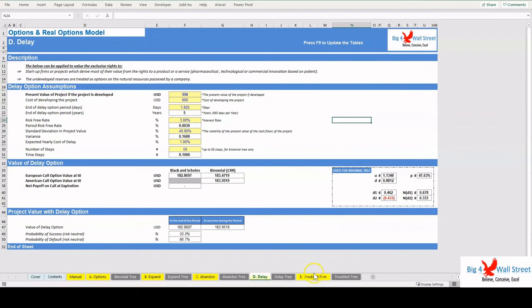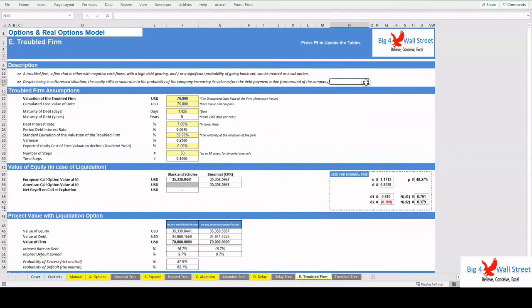Finally, the last real option application presented is the value of a company in financial distress. Despite the value of the distressed company being negative now, the equity still has value if we consider that there is a chance that the company succeeds in its restructuring turnaround and as a result can continue servicing its debt and operating normally.